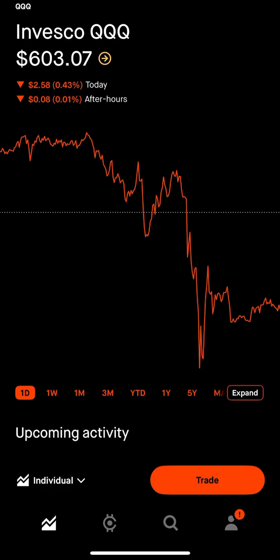As long as it stays above that, we'd be great. If it stays at 603, the trade's a winner. If it goes down to 567, the trade's a winner. Obviously, anything above 603, the trade's a winner. So you have all of that chance for probability of profit.